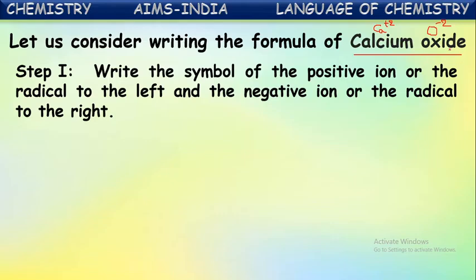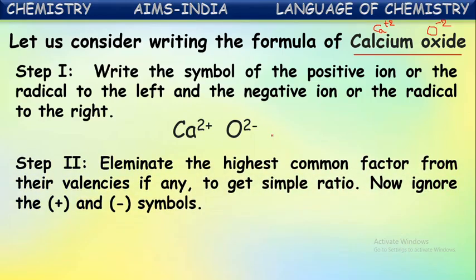Calcium and oxygen combine to form calcium oxide. The electronic configuration of calcium, atomic number 20, is 2, 8, 8, 2. To become stable in compounds, it loses 2 electrons and forms the Ca plus 2 ion. Oxygen has 8 electrons, so its configuration is 2, 6. To become stable, it gains 2 electrons and forms the O minus 2 ion. So the ions of calcium and oxygen are Ca plus 2 and O minus 2 respectively. First we write the positive ion followed by the negative ion, so Ca plus 2 and next O minus 2.